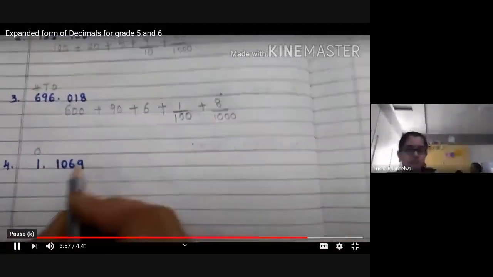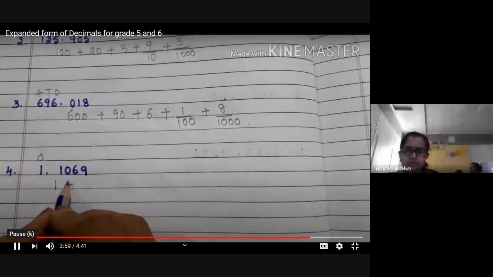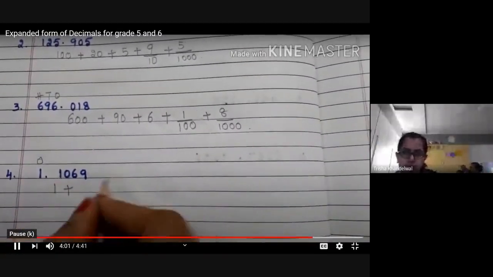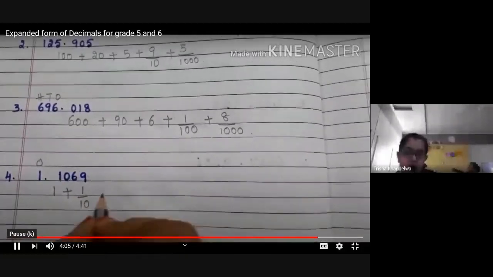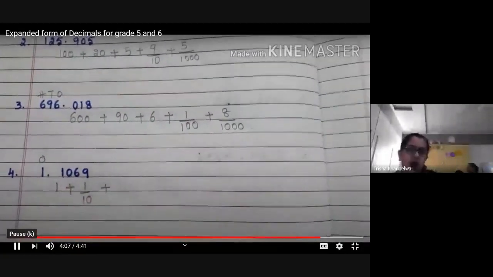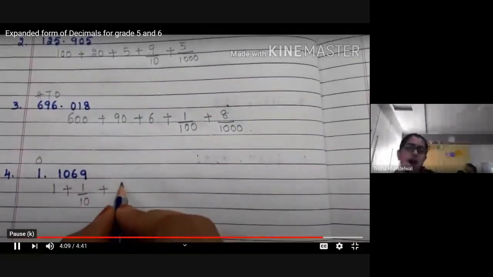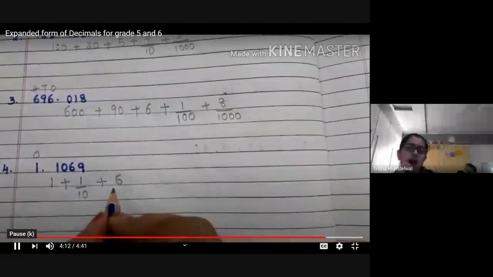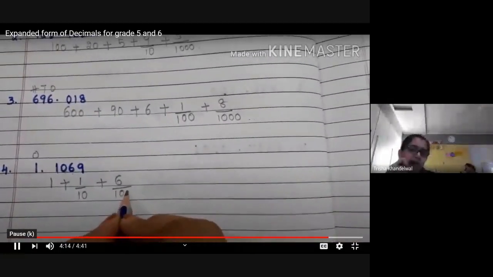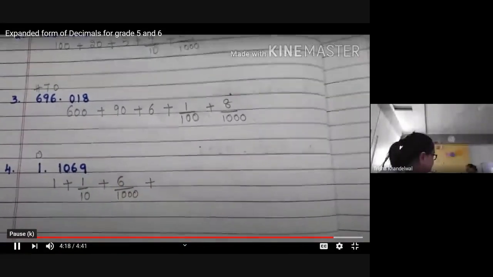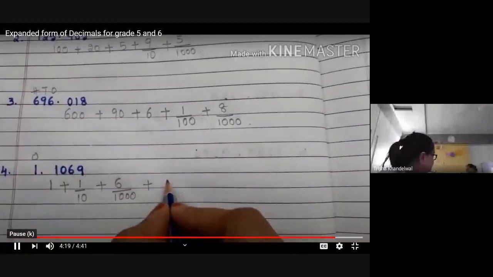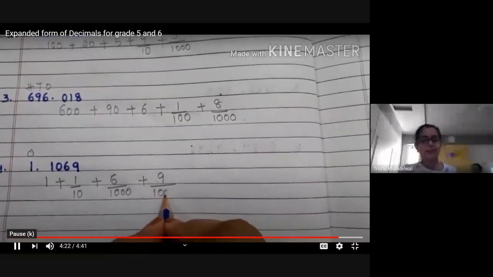Now write the expanded form. 1 plus, see here, 1 is in tenths place. So 1 by 10 plus, no need to write 0. 6 is in thousandths place. So 6 by 1000 plus 9 is in ten-thousandths place. So 9 by 10,000.